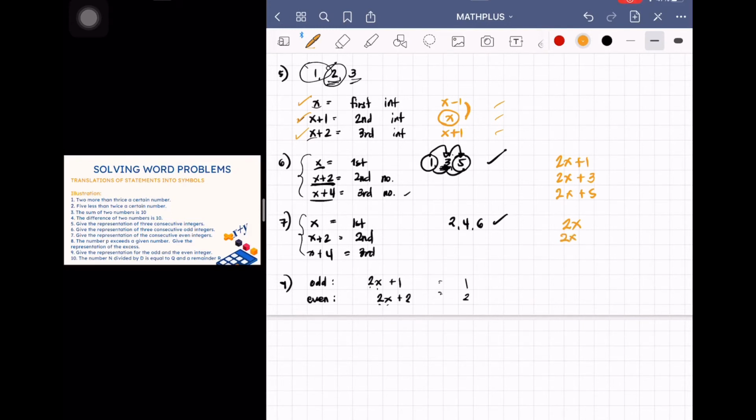And then, add 2 na lang ulit to represent the next consecutive even number. So, that's 2x plus 2. And then, 2x plus 4 for the third consecutive even number. At times, it's safer to use this instead of these ones, diba?